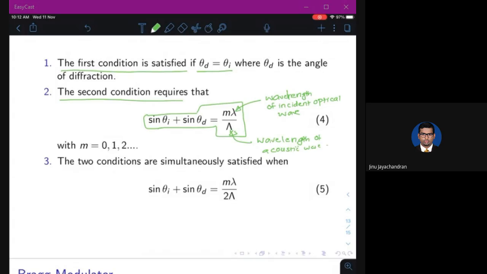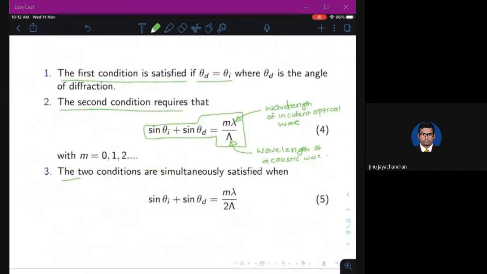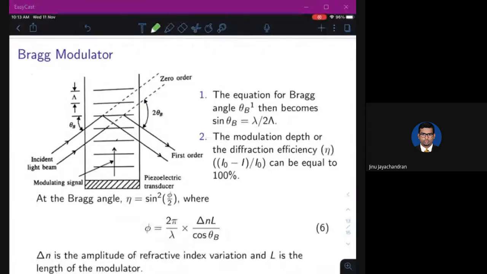If this condition is satisfied, then any two adjacent waves which have reflected, for example these two waves, will give constructive interference, which is basically the second condition. If you combine these conditions and they are satisfied, then there is constructive interference at successive waves and also for the same wave. This is the condition which should be satisfied for the wave to have constructive interference. So in Bragg modulator, this is the situation. You have multiple planes here.